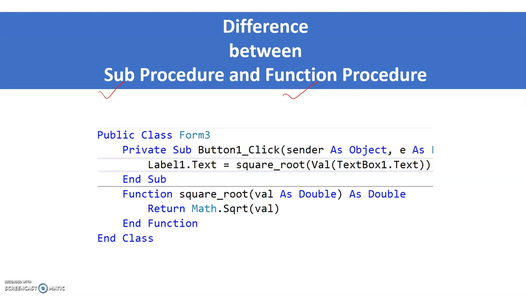And here there is a code which we have already discussed in the previous session, and we are just finding the square root of the entered number using the function, and this function returns the value, and we print that value to the label, right? So here we used the sub procedure and the function procedure. So what is the difference between the sub procedure and the function procedure? So let's understand it.